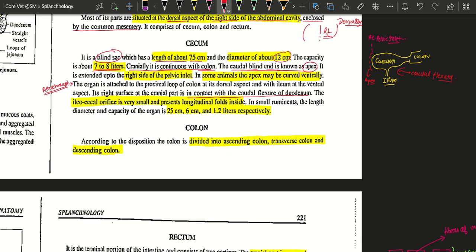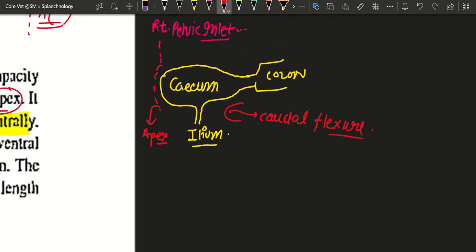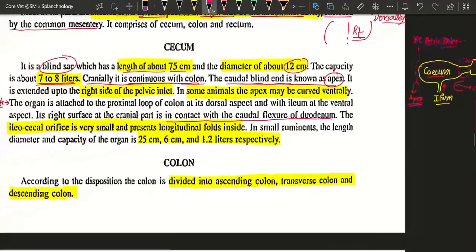Let me explain here. We know that after the ileum, the cecum will be continuing. This is clear, that after the ileum the cecum continues. So this end, which I am encircling, is the cranial end of the cecum, which is going to be continuous with the colon, right? And the end which I am encircling again is the caudal end, and this end is known as the apex. I hope this part is clear.